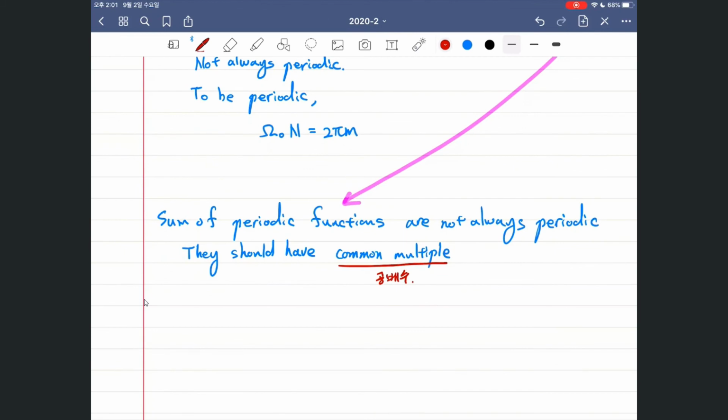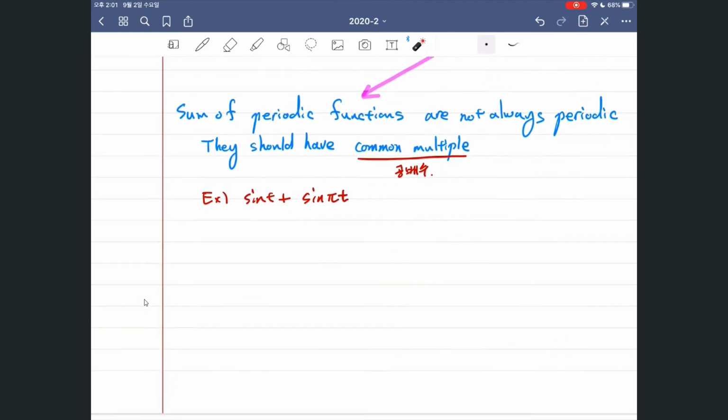So we have an example of sine t times sine of pi t, and they really don't have a common multiple, so they are not periodic if you sum these two together. Okay, I think you should think about it. It is a good property. And I think we will move on to the next topic.